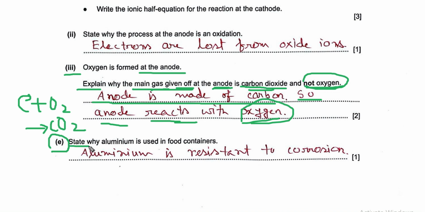E, state why aluminum is used in food containers. Aluminum is resistant to corrosion, that's why it is used in food containers.